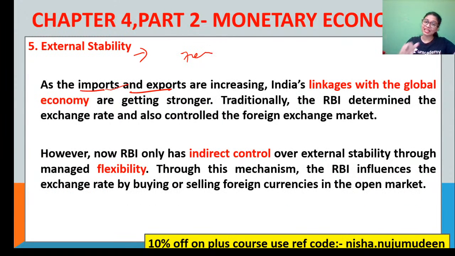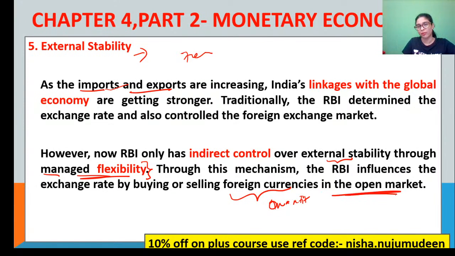So now indirectly, only RBI has a control, guys, over the external stability. And now how do they do that? They do that through something called managed flexibility. So using this managed flexibility concept, what will RBI do is, through this mechanism, they'll start influencing the exchange rate by buying or selling foreign currencies using their quantitative method of credit control, that is open market operations.